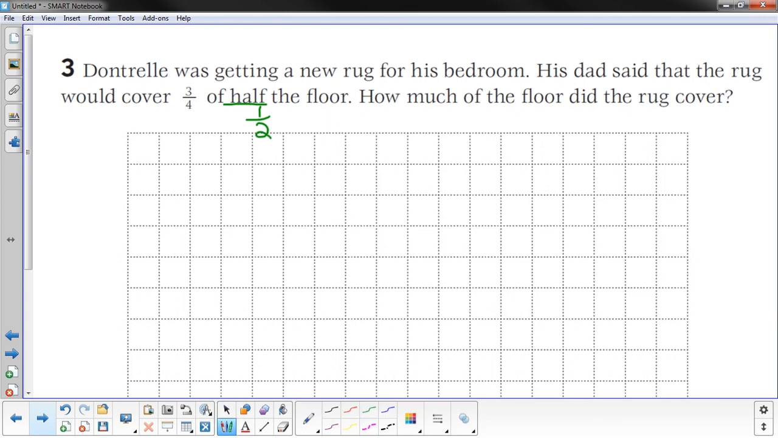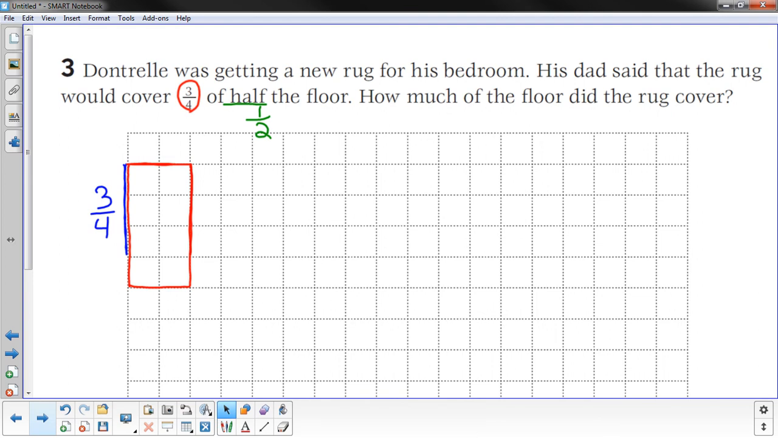So I'm going to look at the 3/4 first. 3 out of 4. So I have something visually in fourths. So there's 4 squares, but I only have 3 of the 4. It's my blue area here. This is representing 3 of the 4, 3/4. And now I have half. So half means there's 2 parts. So there's my rectangle. And I have 1 of the half.